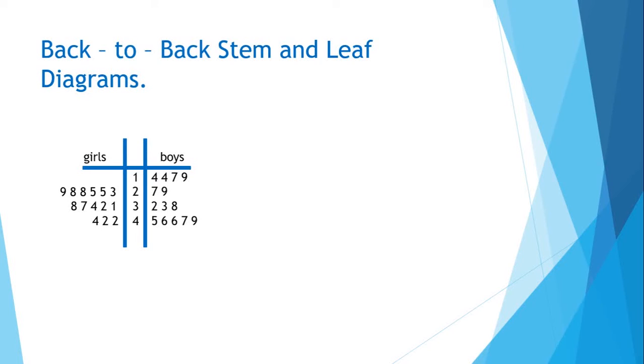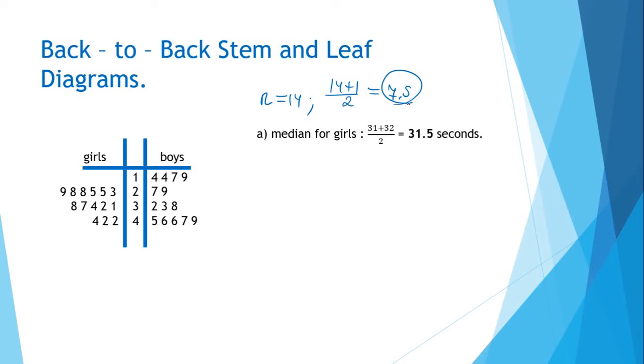Now, let's find the median for girls. The number of scores for girls is 14. So, by the rule, 14 plus 1 divided by 2 equals 7.5. It means that the median will be the average of the 7th and 8th data values. So, for girls, 1, 2, 3, 4, 5, 6, 7, 8. The 7th value is 31 and the 8th is 32. So the median is 31.5.